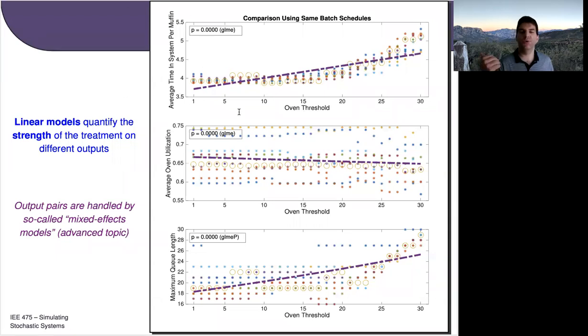Now we can do much more sophisticated modeling to try to point out here that, well, it looks like things are pretty flat and then they start rising. So it's almost like there's a critical oven threshold: if I'm below that, the oven threshold doesn't really matter, but above that, I get this linear increase. And so these are the kind of more sophisticated statistical questions you can ask about these data.